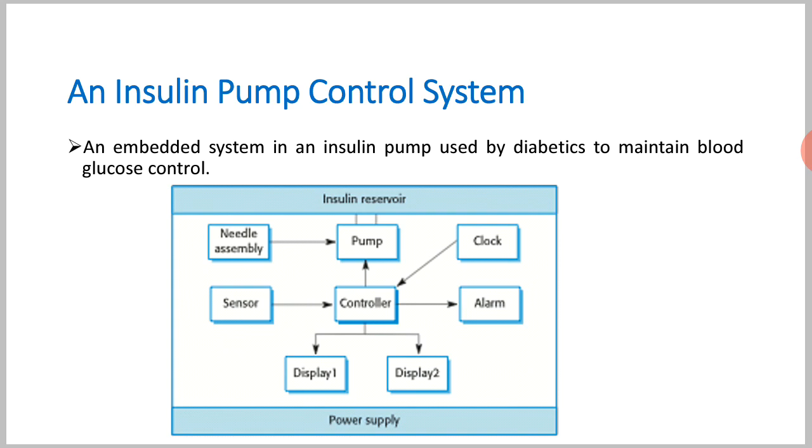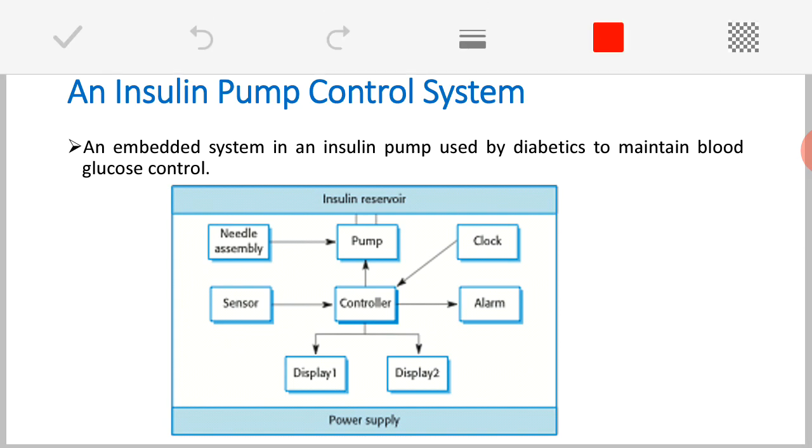Just have a look at the overall components of the system, the different parts in this particular system. It is going to have one needle assembly. Why do we need this needle? To inject the insulin. And also there is one pump. This pump is going to move that amount of insulin into the body of the patient when it is injected. Then we will have one clock.